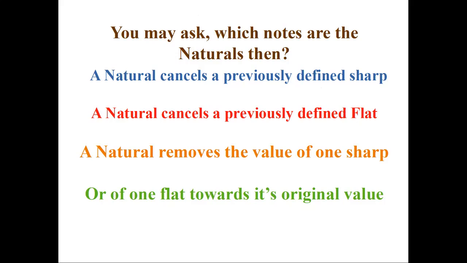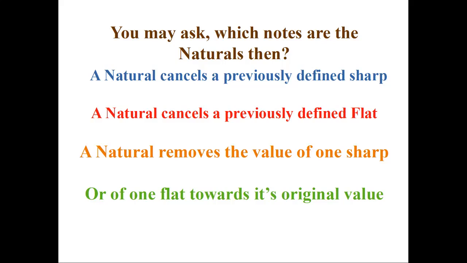You may ask, which notes are the naturals then? Well, a natural works a little bit differently. A natural cancels a previously defined sharp. A natural cancels a previously defined flat. So in other words, if a natural cancels a sharp, it will bring the note down. Like if it was F sharp, it would become F, so the note would be coming down.